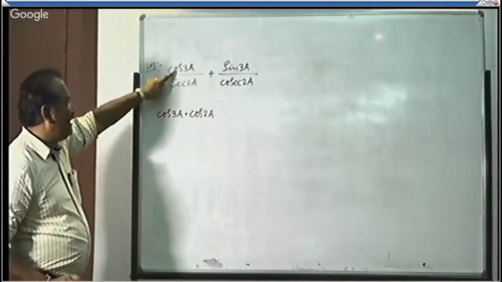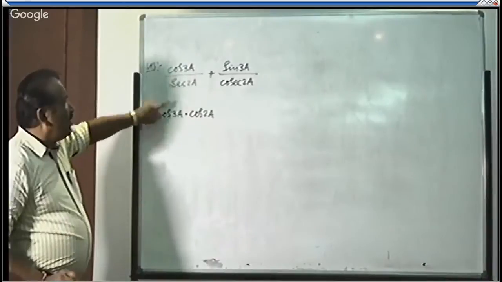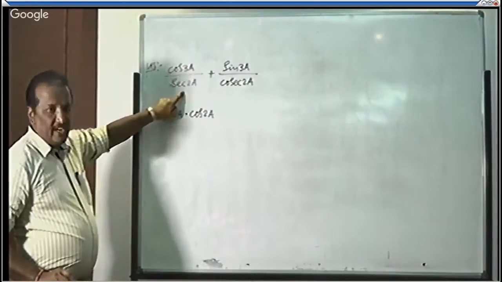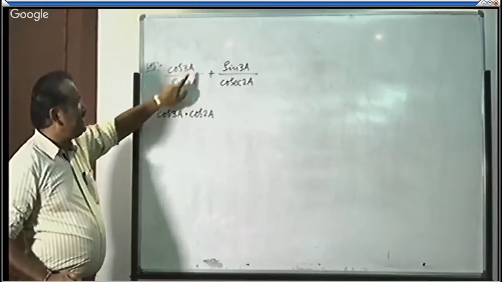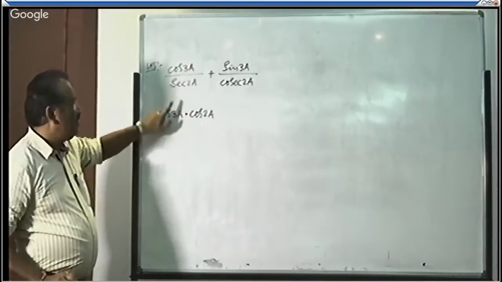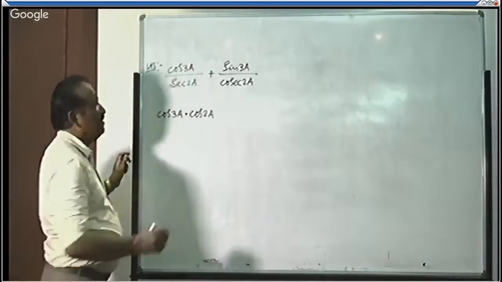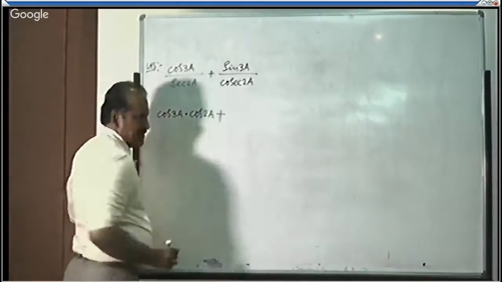So cos 3a, I just write as it is. After cos 3a, what will be the remaining? It is 1 by secant 2a. We know that 1 by secant is cos. So the first term will become cos 3a into cos 2a. So plus is given, write plus as it is.